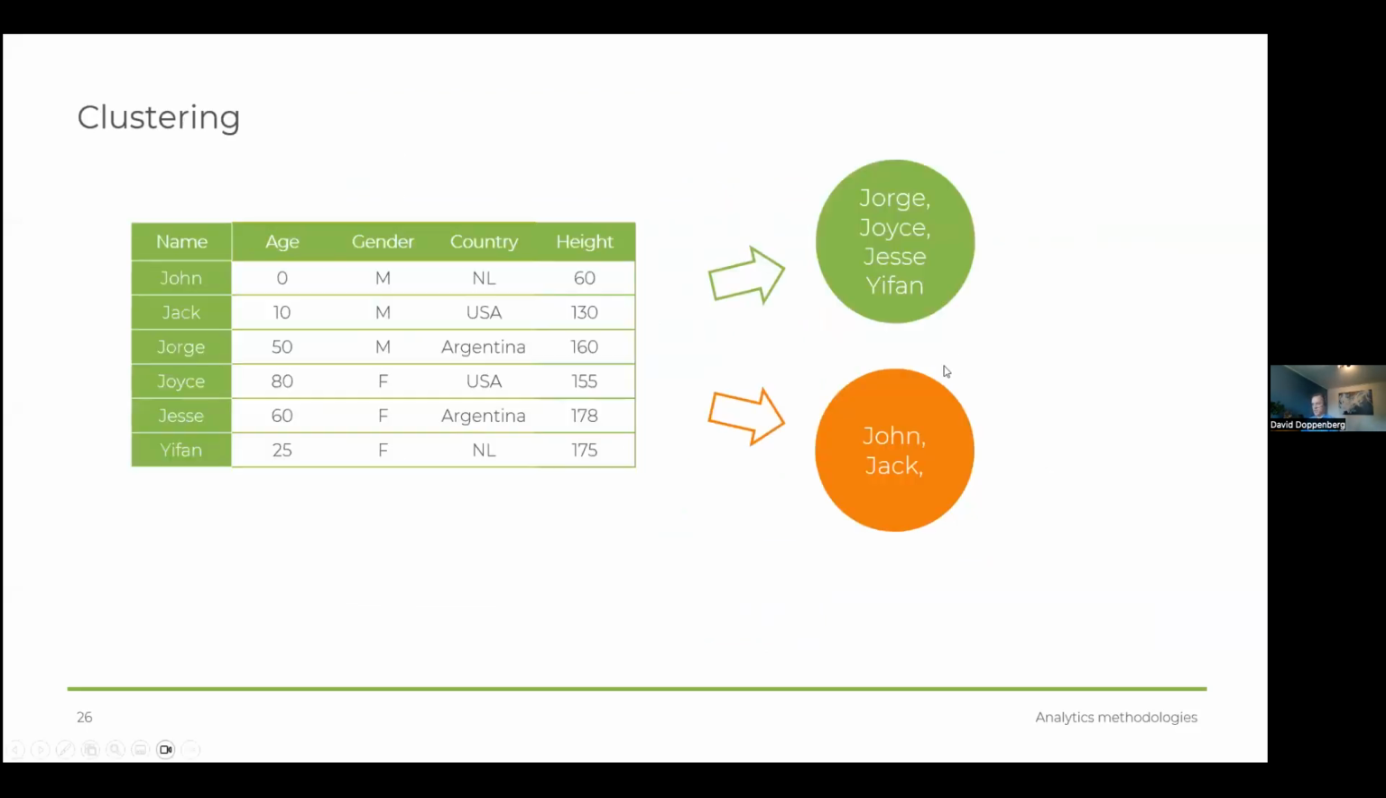Then for clustering, you could also have the same data set. What you see here is that we don't have that orange column, because we basically don't have labels or that target variable yet. So we just give this data set to the clustering algorithm. Maybe you need to say how many clusters you want to have, and then it will try to find the clusters for you. In this case, we said to the algorithm, find 2 clusters. And it found 2 clusters, one containing George, Joyce, Jesse, and Jivan, and one containing John and Jack.